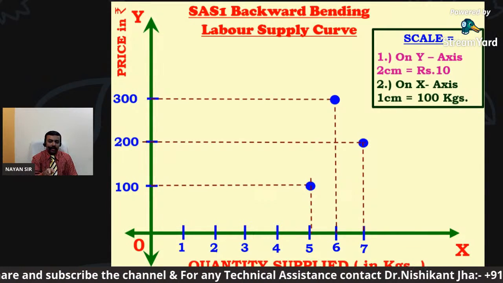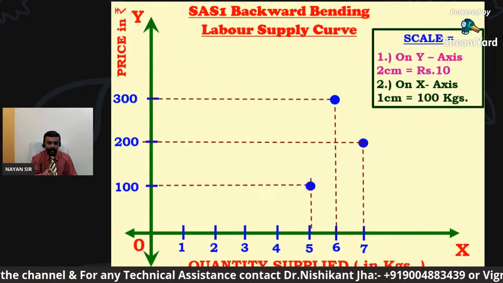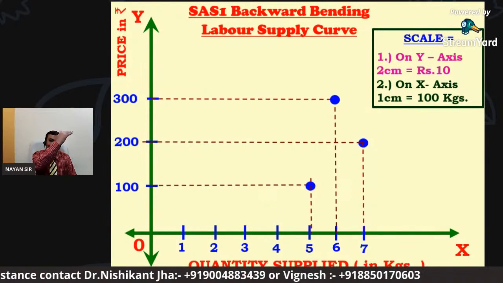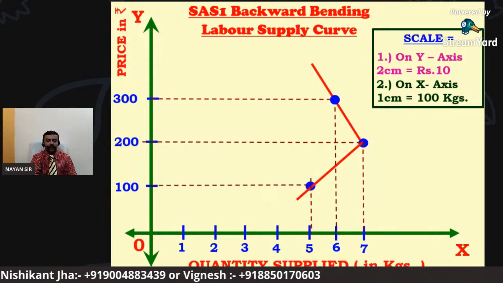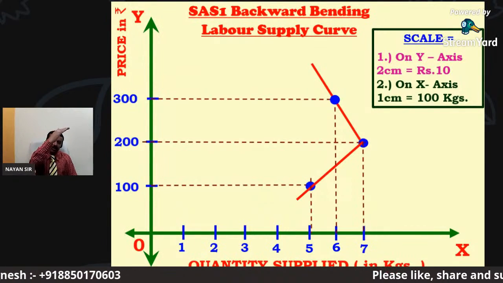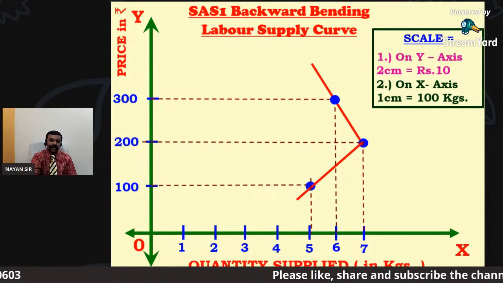You plot this and you will get it. You have to join 100 and 300 - no, it is not like that. First you have to join 100 and 200, and then 200 to 300. So you will get a backward curve. It's going and then it's bending. So label it as S1.